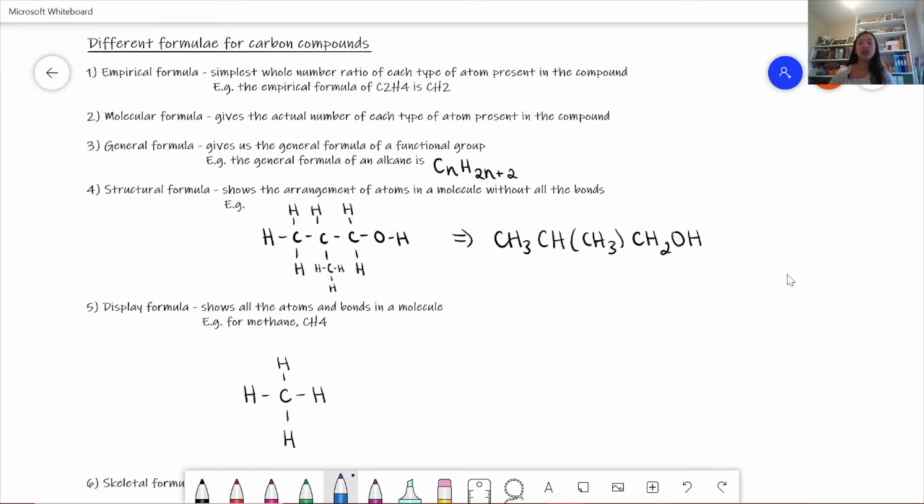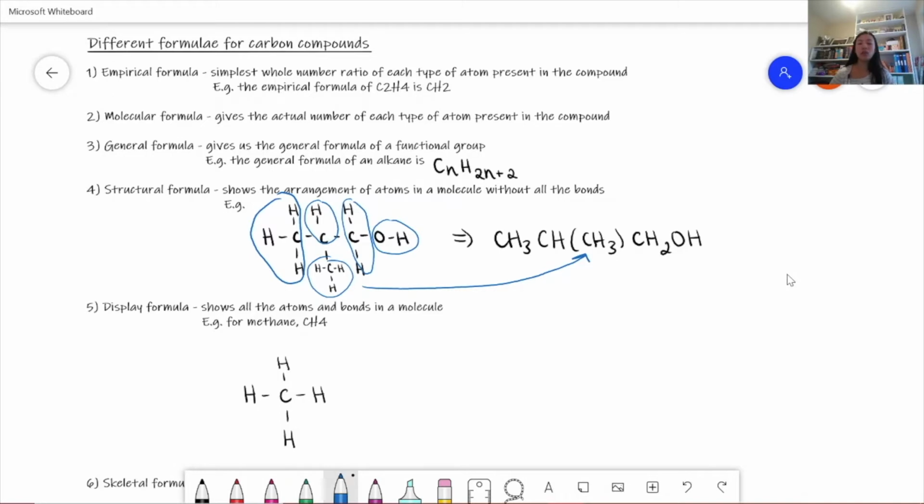The structural formula shows the arrangement of atoms in a molecule without all the bonds. Here we have a molecule where we've drawn out the entire molecule, and the structural formula is on the right. We represent it by reading from left to right. The first one is this CH3, which corresponds to this CH3 here. Then we have CH and then CH3 in brackets. This is actually a branched part of this molecule, and this is why we put it in brackets. And this CH is here. Then we have CH2, and then finally the OH.